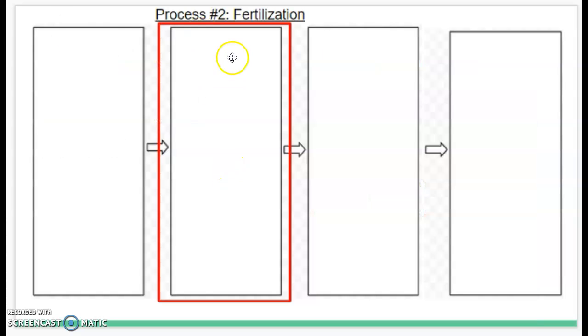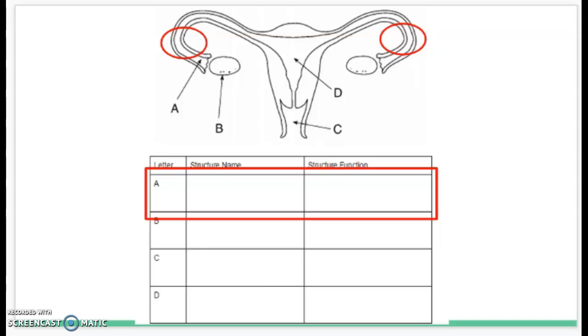The next process, like I said, is fertilization, which comes after meiosis. I'll put the notes on this up in a second. The structures involved in fertilization: A right here is called the fallopian tube. They're on both sides, so a woman has two ovaries that link to two fallopian tubes. The fallopian tube is where fertilization actually takes place. So the sperm enter here.